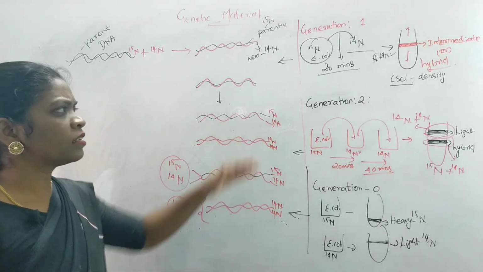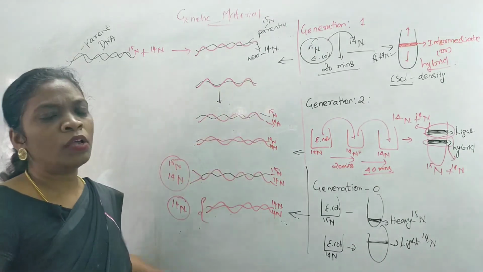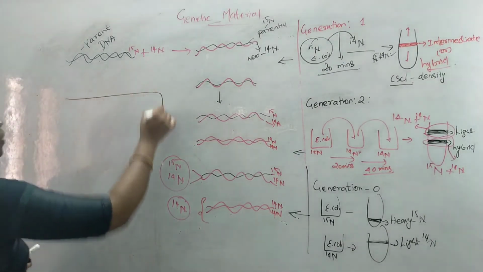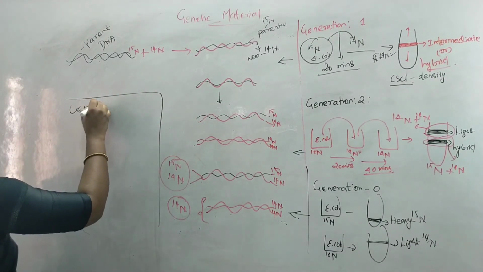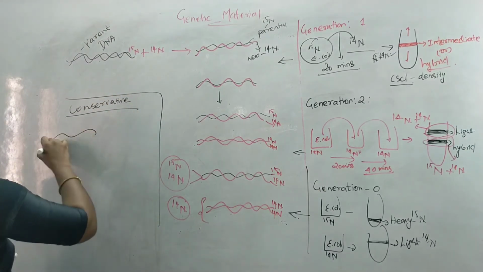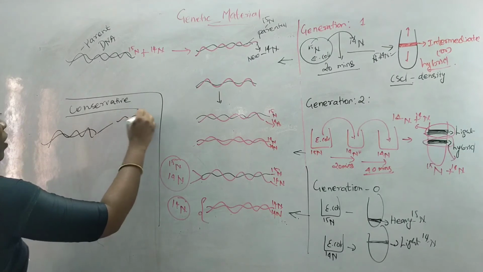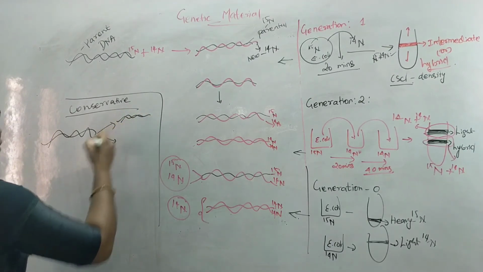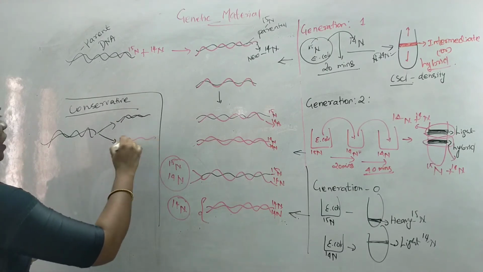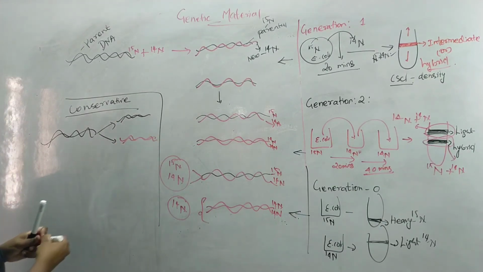But when we compare generations 0, 1 and 2 with the conservative method, what was the conservative method? The conservative method explains that the parental DNA remains as such when they form a new strand, and an entirely new daughter strand will be formed in the next generation. This was the conservative method.